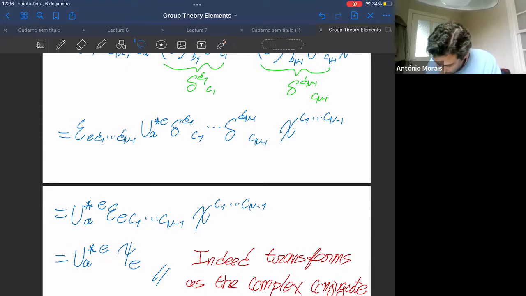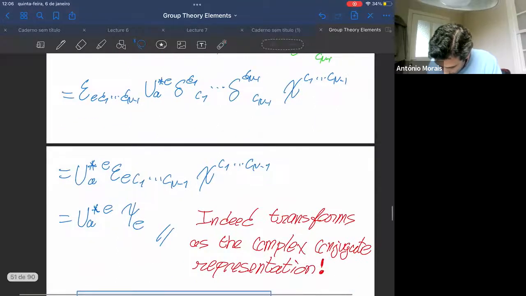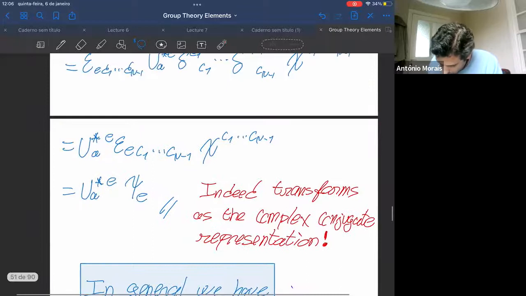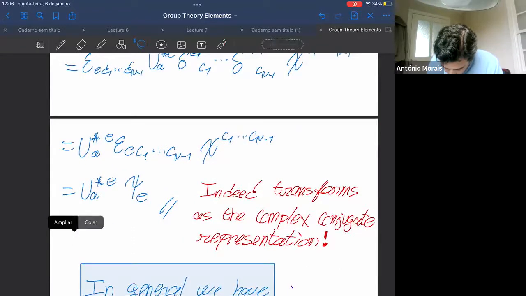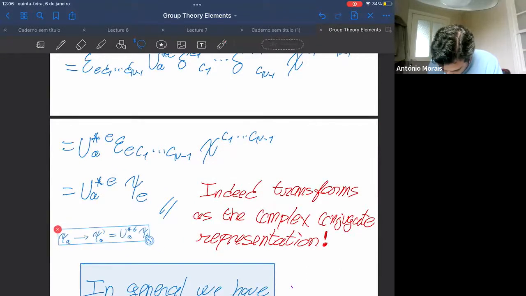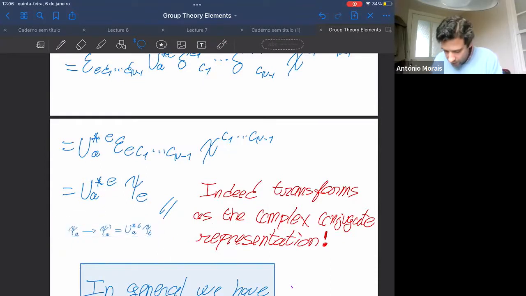So once again, let me paste here what was the result that we put in the beginning. So you see it transforms in this way, as it's here. So we have proven that indeed this transforms as the complex conjugated representation, or the anti-fundamental representation.